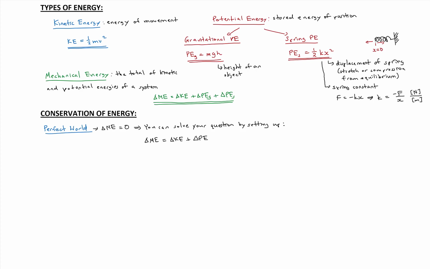If we know that it's a perfect world scenario with no friction and no external forces being applied to the system and everything is conserved, then we know that the change in mechanical energy is equal to 0. And therefore, you can then solve for any variable in here or here and rearrange to get your answer.